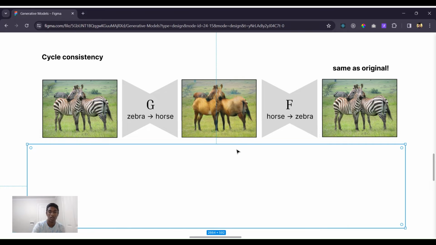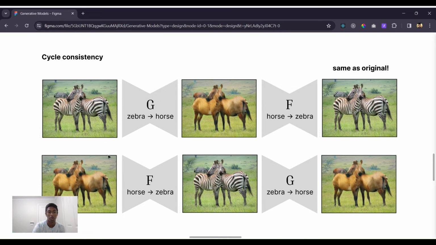And the same thing goes for the other way around. If we start with an image of a horse and we go through F to produce an image of a zebra, and then we take that image of a zebra and translate it into an image of a horse again, these two images should be the same. And that's what the CycleGAN actually enforces. And if you think about this, this actually solves the problem of mode collapse. If you don't know what mode collapse is, it's when a generator only outputs one image regardless of the input.